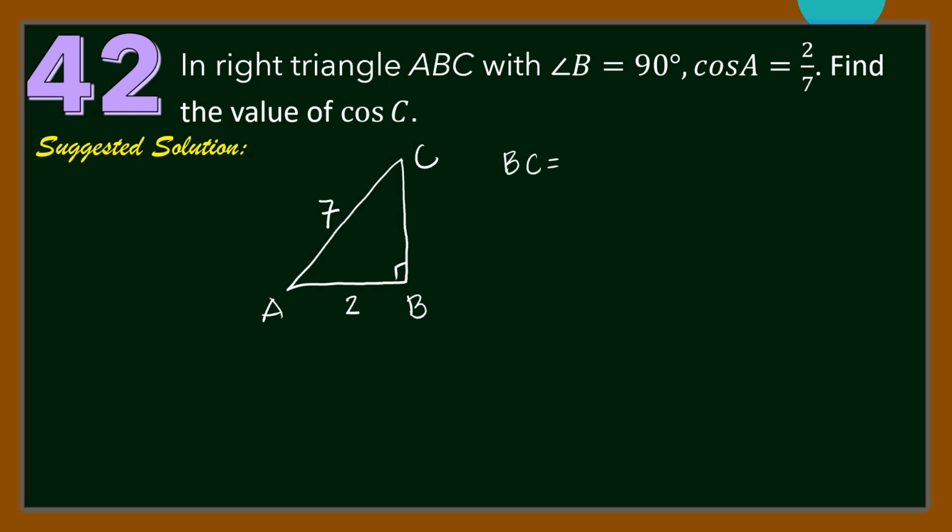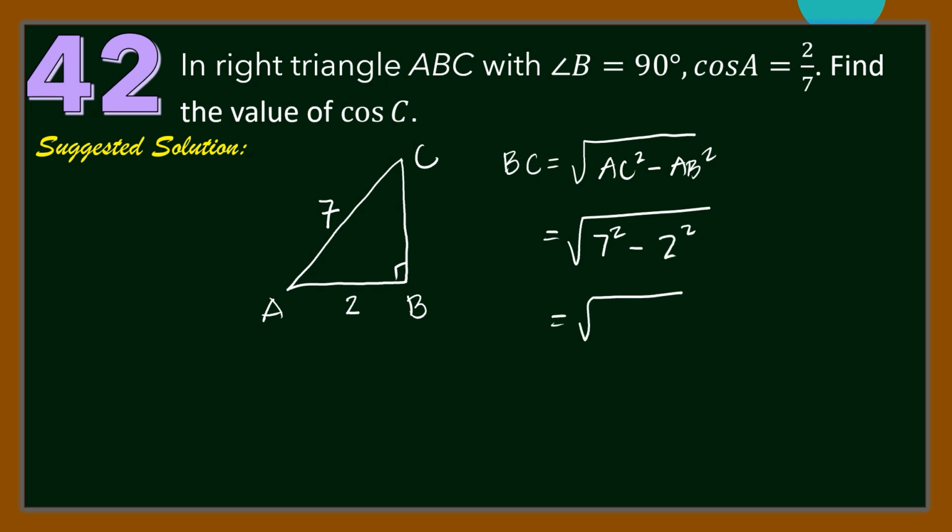This is equal to the square root of AC squared minus AB squared. Substituting the values, we have AC squared is 7 squared, and AB squared is 2 squared. So we have 49 minus 4. BC is square root of 45, and this is 9 times 5. Therefore, BC is 3 square root of 5 units.